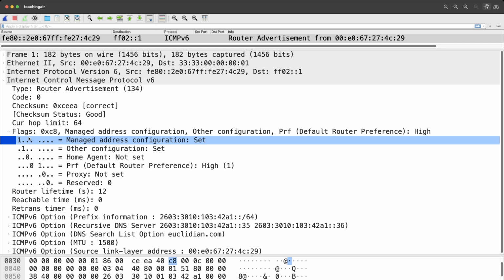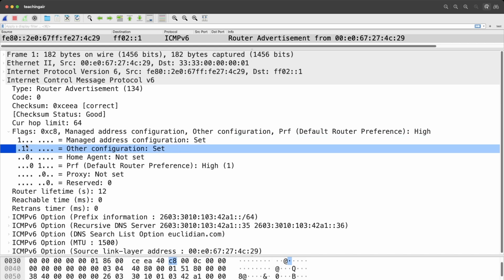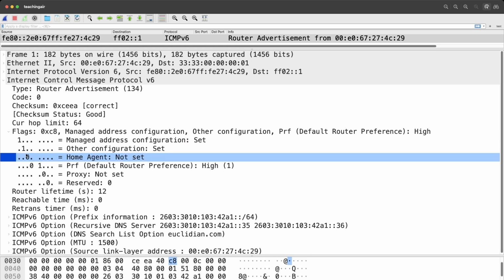Next, the other configuration. So managed address tells us there's a DHCP server that may give you an address. The other configuration tells you that the DHCP server may not give you an address, but it may give you other parameters like DNS servers and such. If the managed flag is set, the other flag is ignored because once you talk to the DHCP server, well, it may give you back addresses and other stuff. The home agent, IPv6 has an interesting option, mobile IP, where I can take my IP address with me.